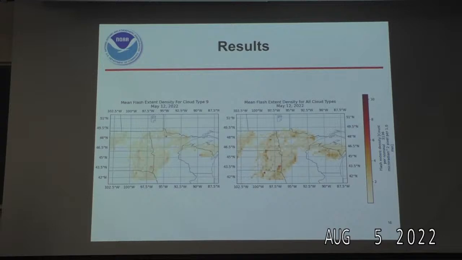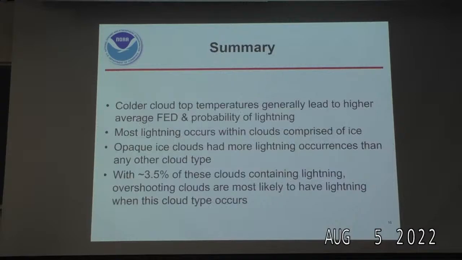As you can see on the left-hand side, this image shows the mean flash extent density only when the cloud type is 9, and on the right, it's for all cloud types. So even though the magnitude of the mean flash extent density is higher on the right and has more flash extent density on average, cloud type 9 actually contributes a lot of the lower magnitude mean flash extent density.